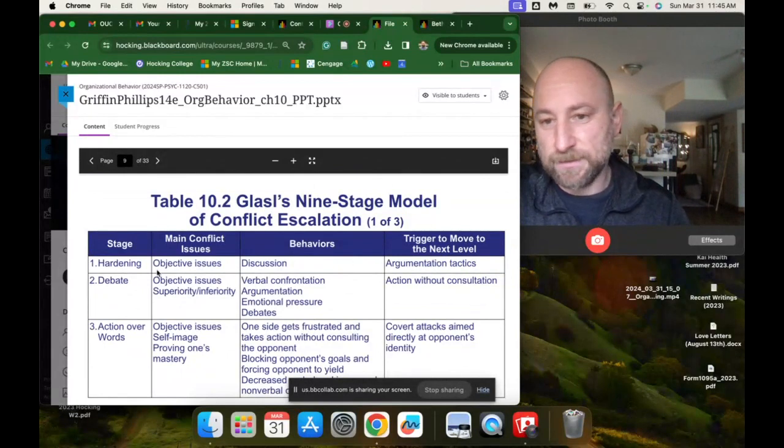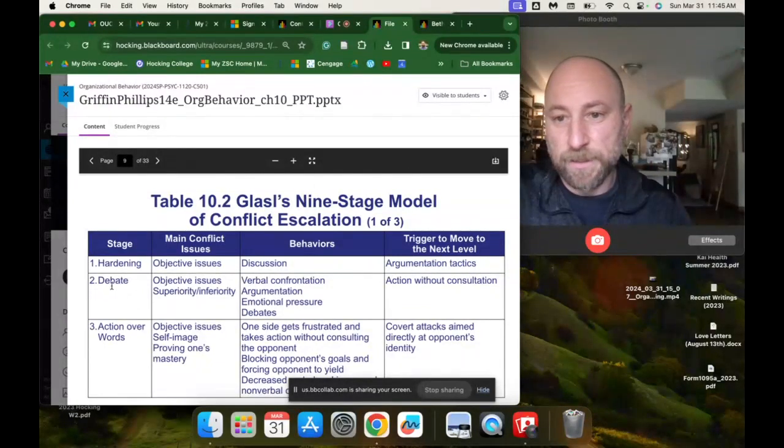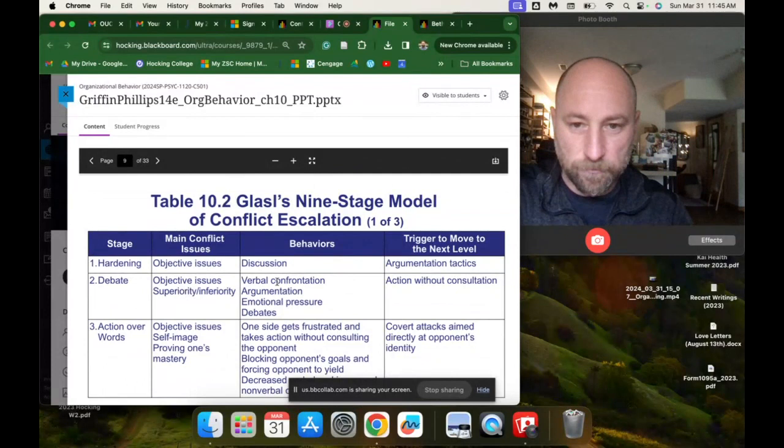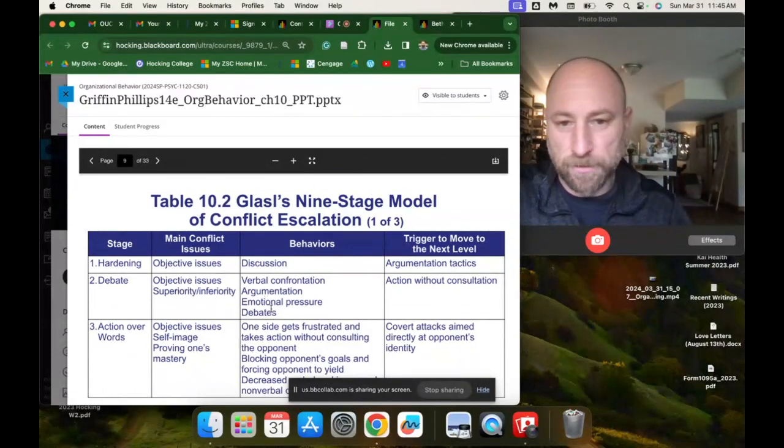What that does is that sort of kicks things up, and now things become a debate. Okay, now it's objective issues, but also superiority and inferiority. Who's right, who's wrong? Verbal confrontation, argumentation, emotional pressure, debates.